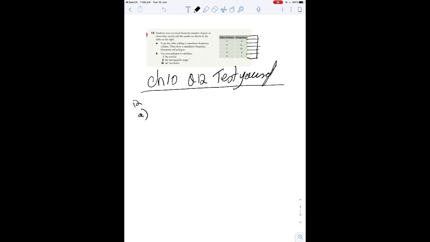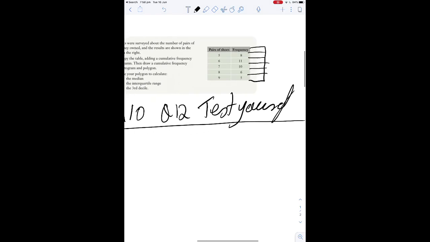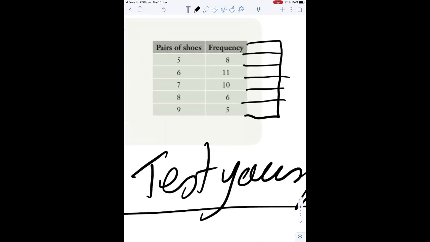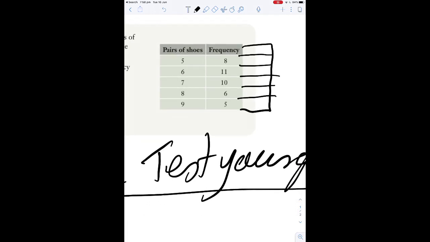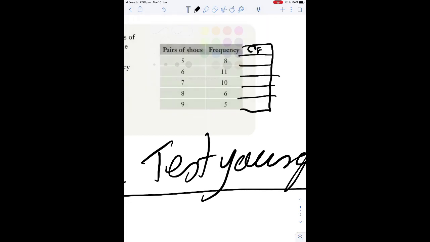All right, and then if you remember, let me just enlarge this so you can see it. If you remember, cumulative frequency looks like this. Let me just make the pen a bit thinner. Okay, so you start with 8 and then you add zigzag. So start with the first frequency and then add downwards. So 8 plus 11 is 19.